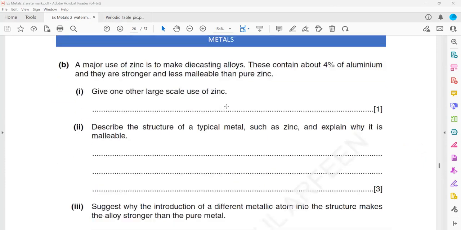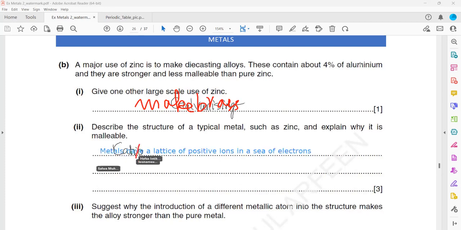Major use of zinc is to make die casting alloys, which basically contain 4% aluminium and are strong and less malleable than pure zinc. Another large scale use is galvanizing. Describe the structure of a typical metal such as zinc and explain why it is malleable. What is the structure of a metal? You can use your mic, you can use the chat, or you can use screen annotation to answer this.